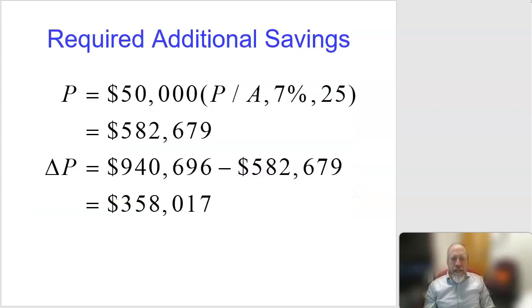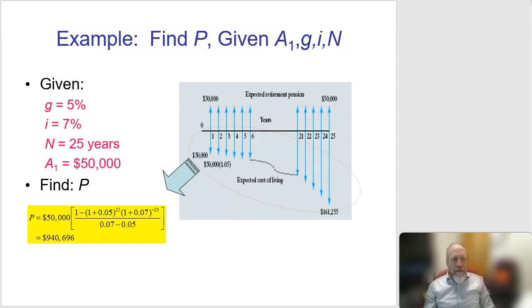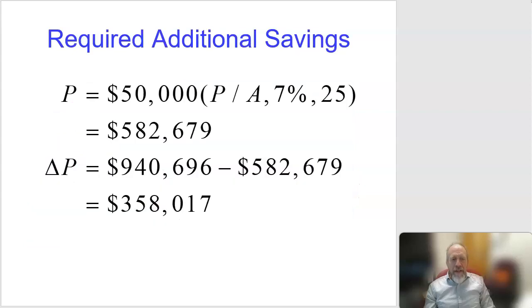Well, it's simply an equivalency. Look at how much you need to actually have at the present value. So without a cost of living adjustment, you can calculate how much you need to have. With a cost of living adjustment, you can calculate how much you need to have. In this case, we simply compare the two to see how much you need to have, okay? And how much more money you need to have to actually handle that expected cost of living adjustment.